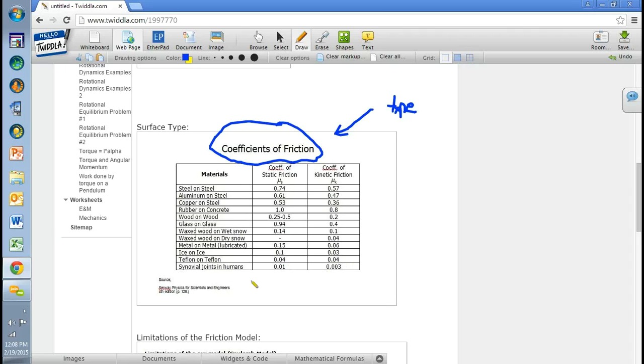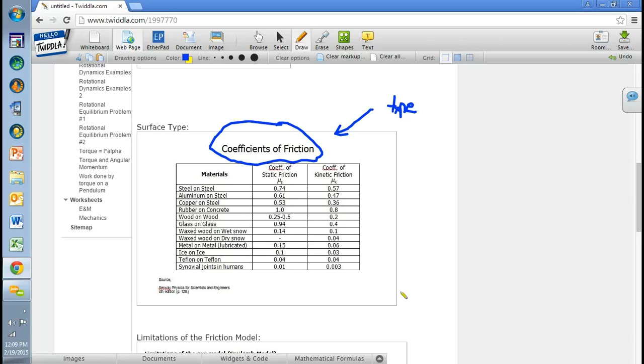And actually, something more slippery than that is your joints. That's some place where you want to have very little friction, and static friction is 0.01, and kinetic friction is 0.003. What two numbers do these always vary between? There you go, between 0 and 1. That's because it's a ratio.